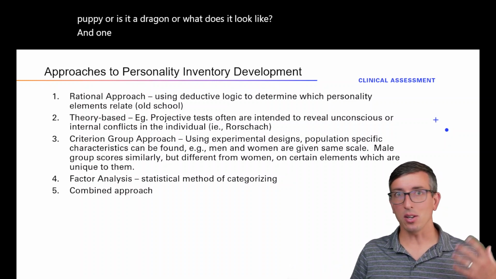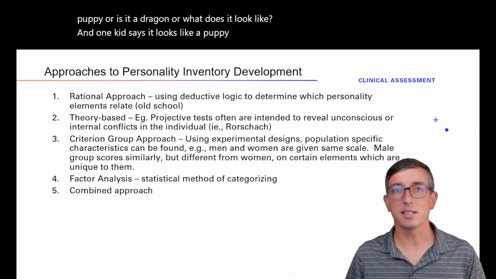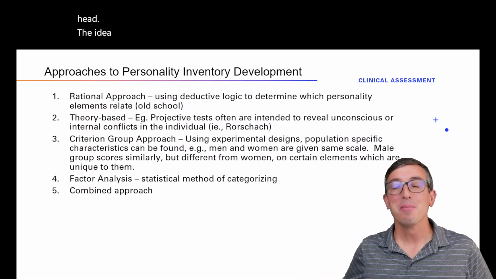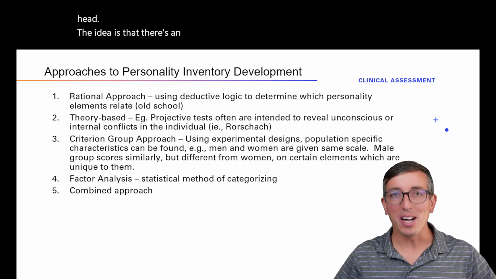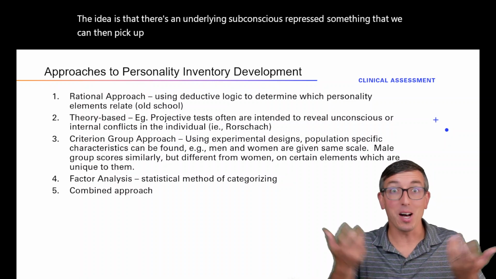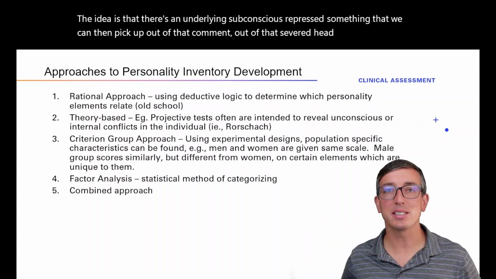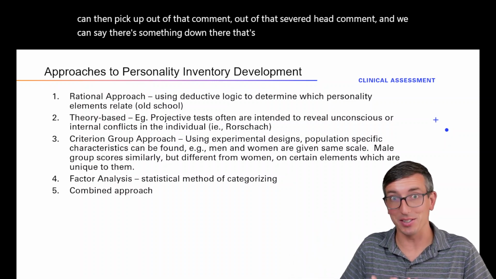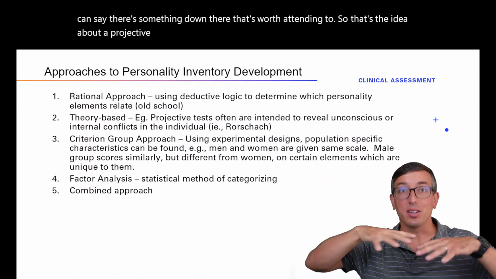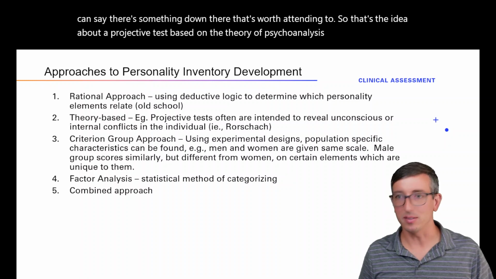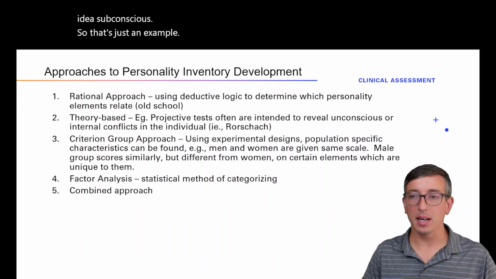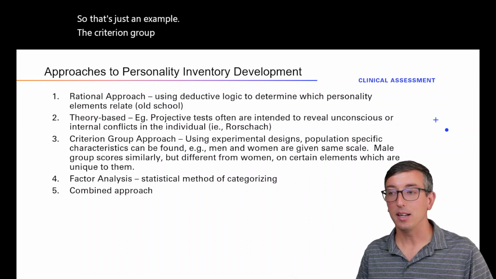And one kid says, oh, it looks like a puppy. And the next kid says, it looks like a severed head. The idea is that there's an underlying subconscious repressed something that we can then pick up out of that severed head comment, and we can say there's something down there that's worth attending to. So that's the idea about a projective test based on the theory of psychoanalysis and the preconscious, the subconscious. That's just an example. The criterion group approach.